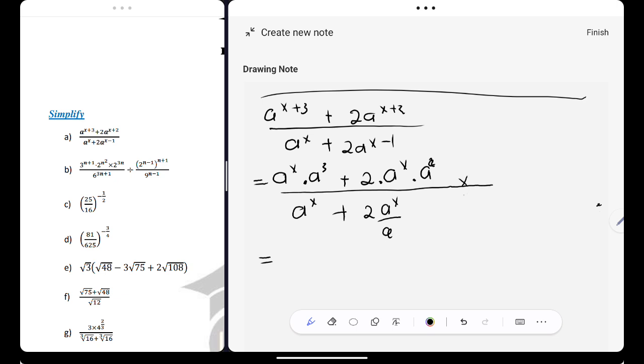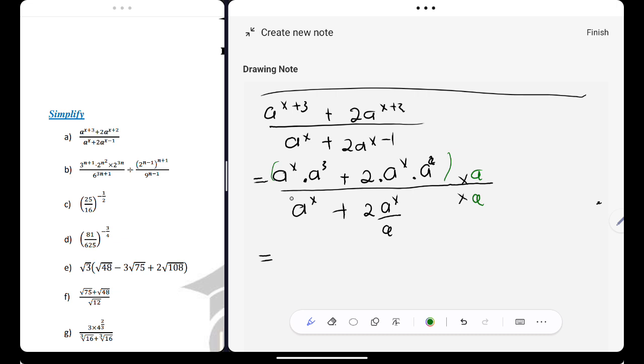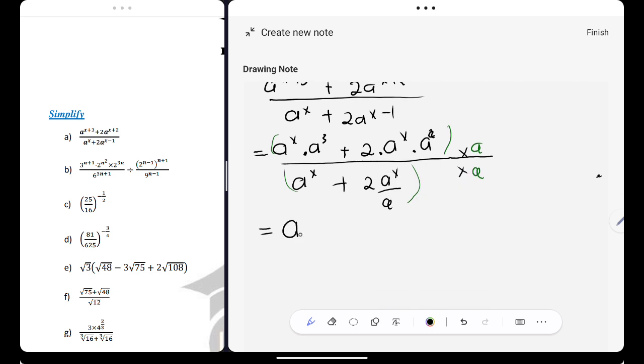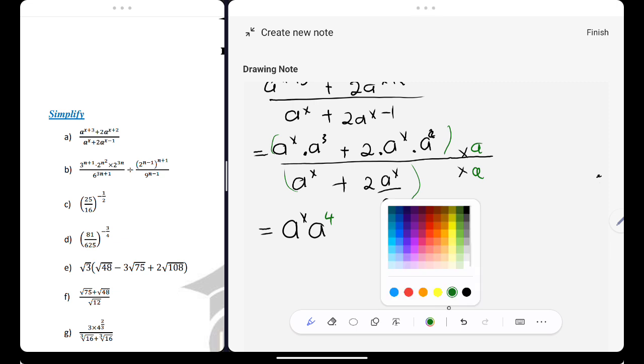If I multiply the top and bottom by the same thing, there's nothing I'm changing because a over a is 1. Together. I just want to multiply everything on the numerator by a and everything on the denominator by a. This a is our LCD. So what will I get? I will get a to the x and a to the power 4, because a cubed times a will be a to the power 4. The exponents will add one another together.